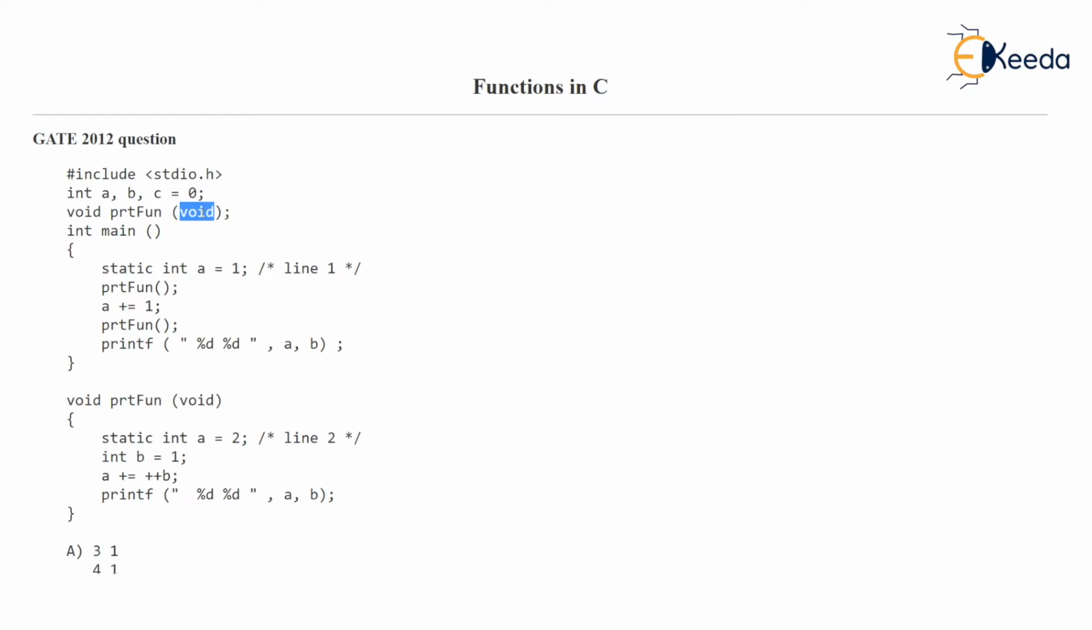And then main is given. In main, there is a static variable a, which is 1, and then ptr_fun is called. In ptr_fun also, there is a static variable a equal to 2. And the question asked is, when this main is executed, what's the output? We will see the options later, but let's patiently run this code and see what's the output.